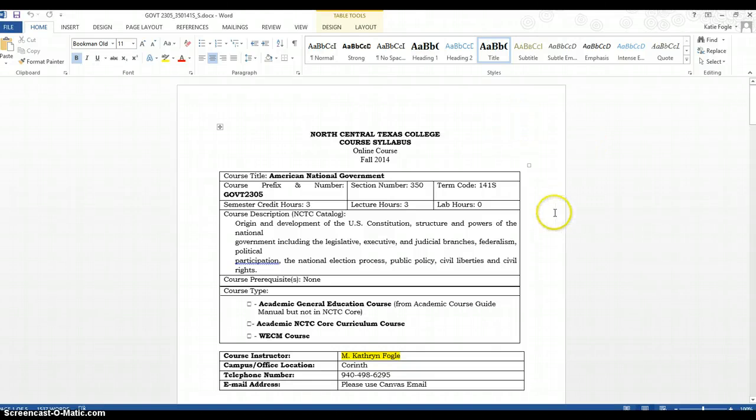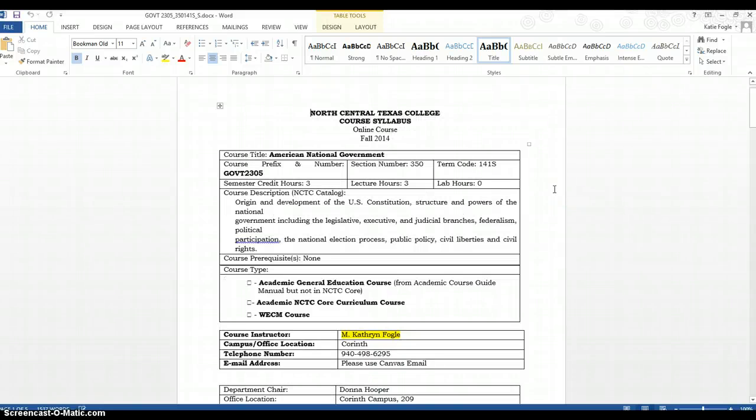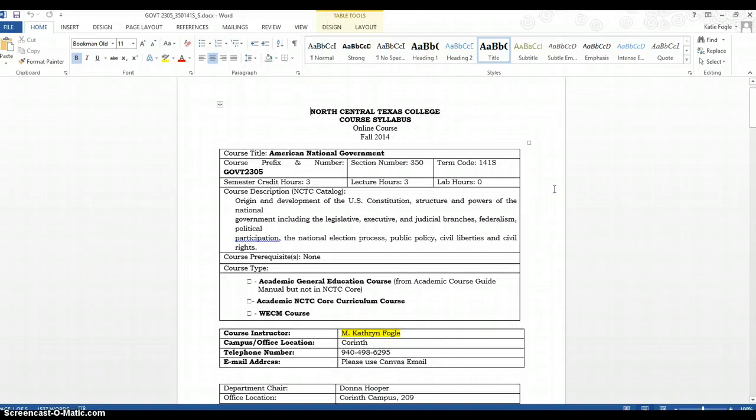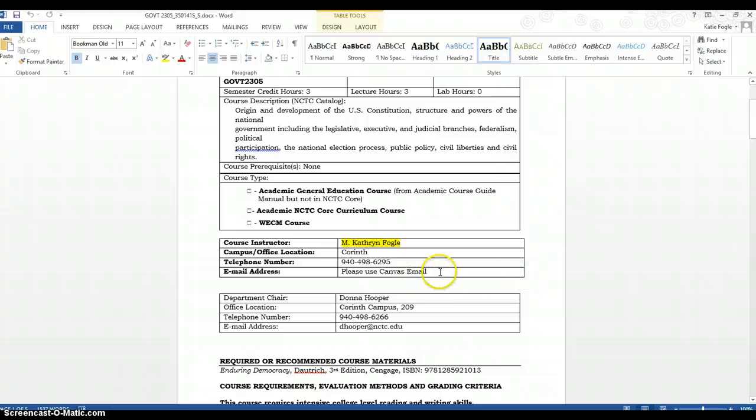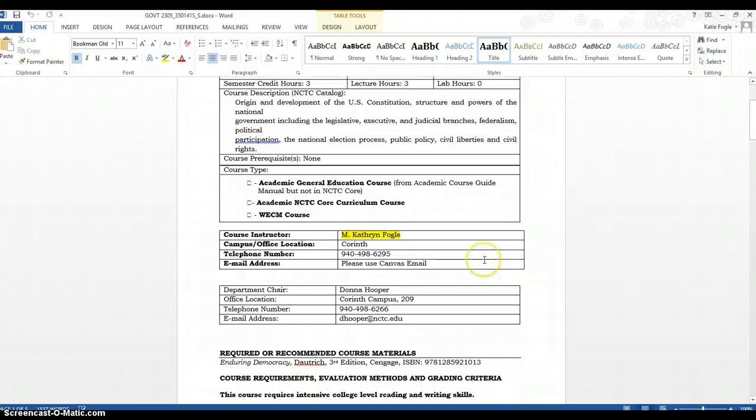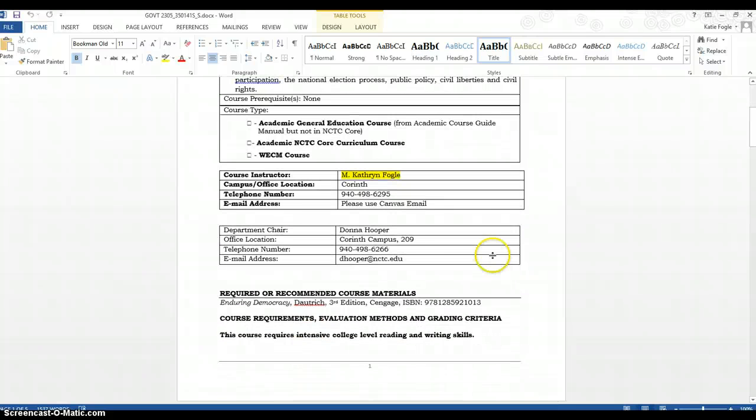So we'll start with the syllabus. This will be available to you on Canvas. It's also on my NCTC, so you can observe it there as well. But I want to show you a couple important things. First off, if you would, Canvas has an email system, and it's much easier for me to keep track of what course you're in and what section if you utilize that. You can also email me via NCTC email address. I will most likely not be at this office number very often at all, so email is the best way. Canvas email is absolutely the best way.